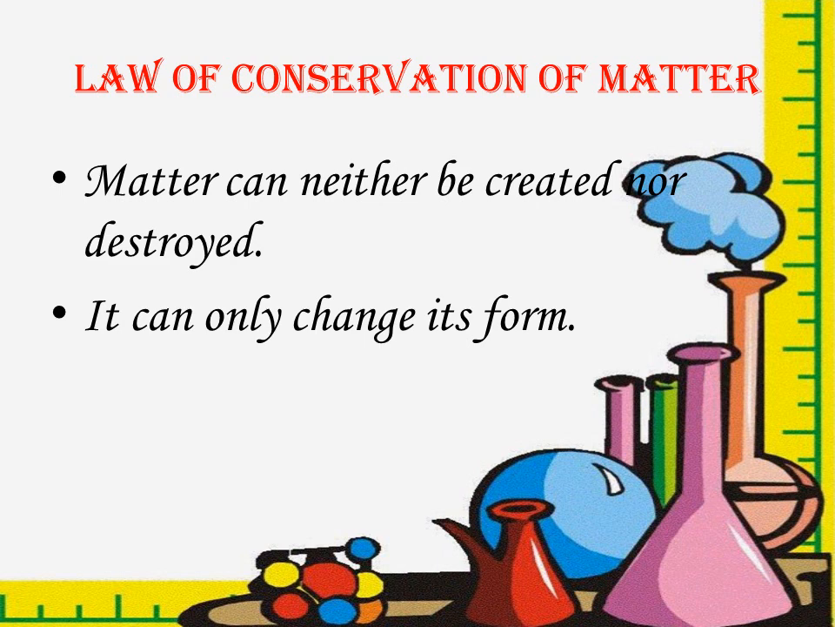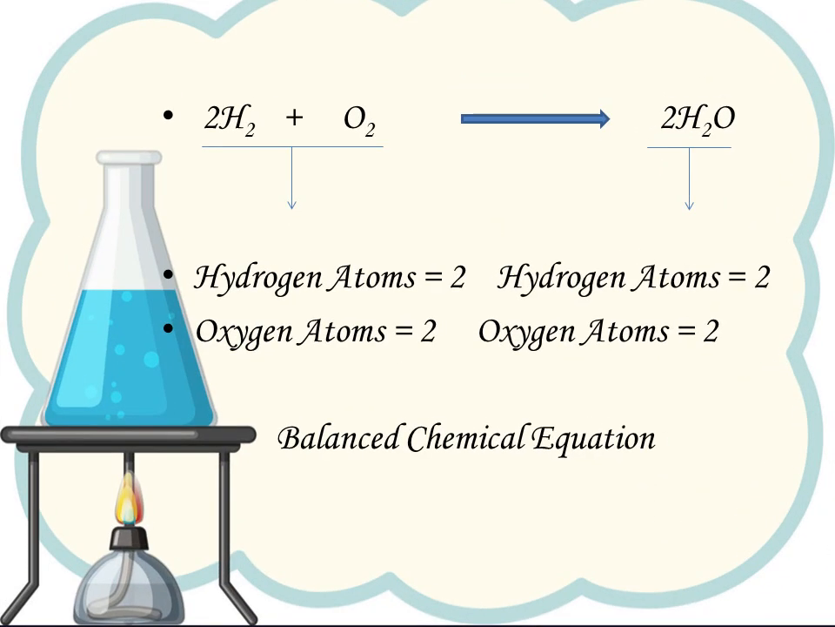So in the last slide, does it mean one oxygen is destroyed? Is that really possible? No, it is not. Because we know the law of conservation of matter states that matter can neither be created nor be destroyed. It can only change its form. So here, on both sides, the equation is balanced. Such an equation is known as a balanced chemical equation.